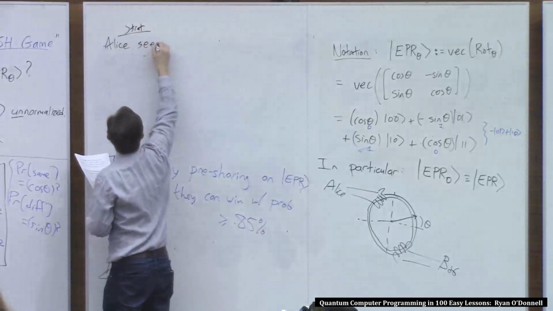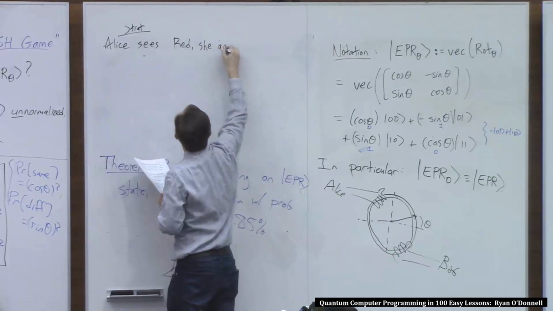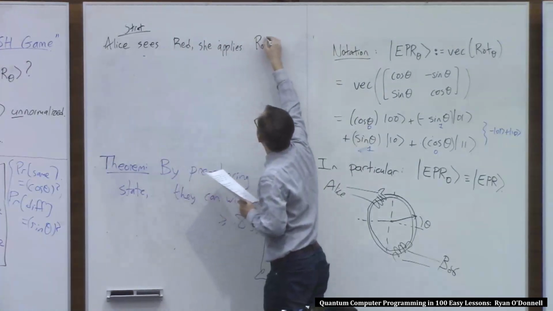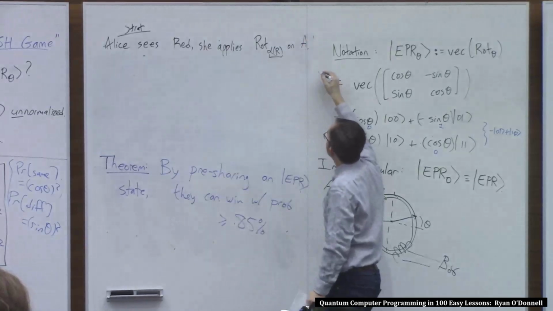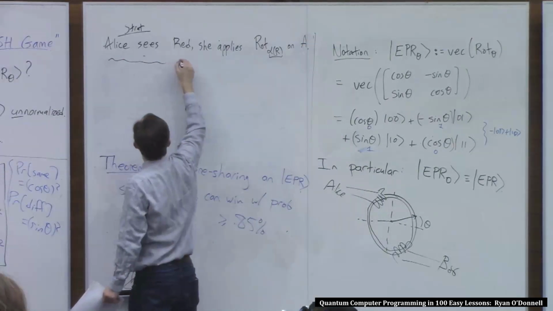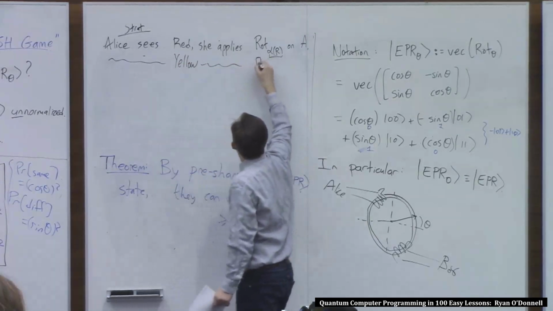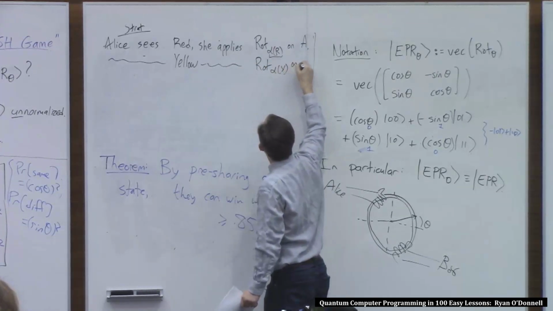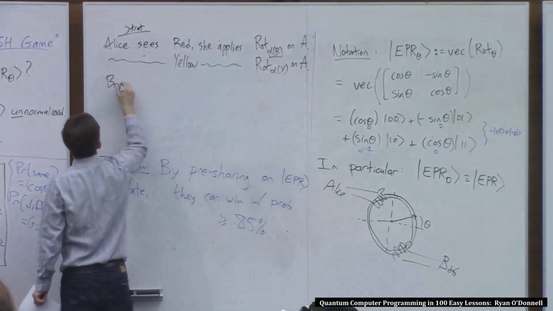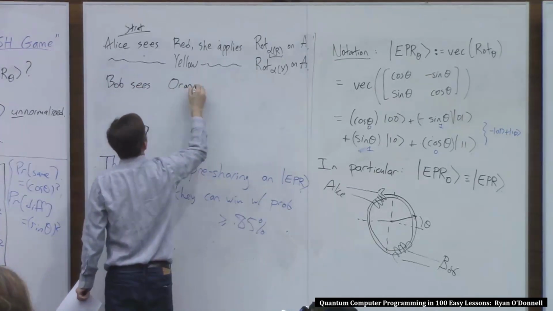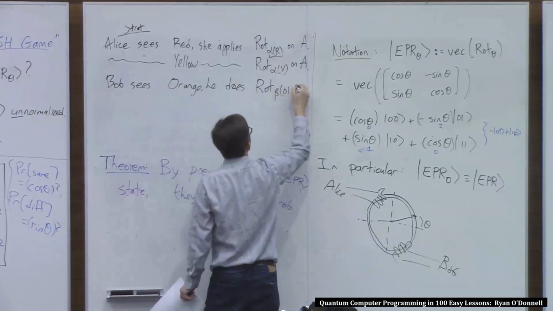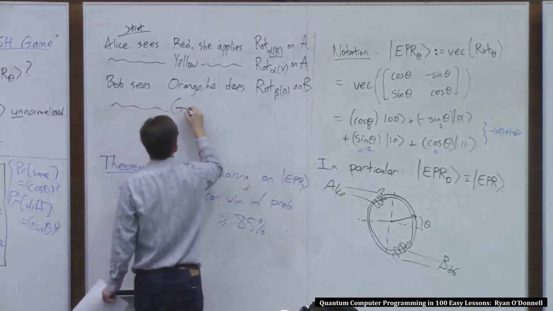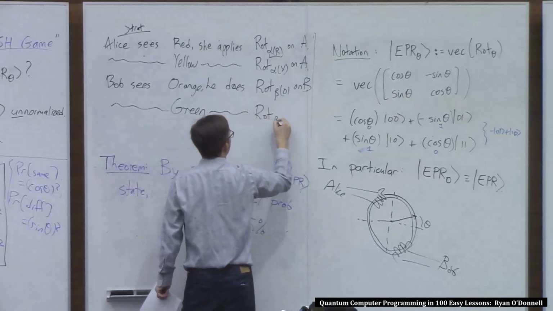If Alice sees red, she applies, let's say, rotation by alpha r. This alpha r is some angle on A. And she'll decide what that angle is in a moment. And if she sees yellow, she'll apply rotation by alpha y on A. In addition, if Bob sees orange, he applies rotation by beta O on B. And if he sees green, he'll do rotation by some angle beta green on B.